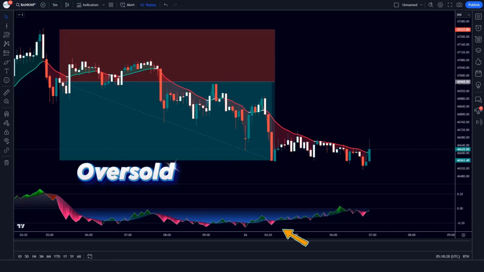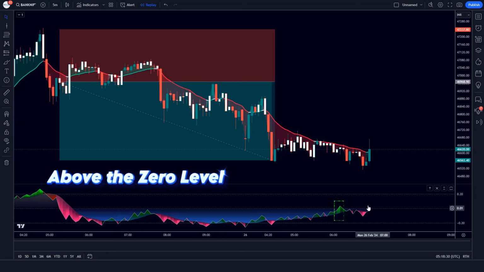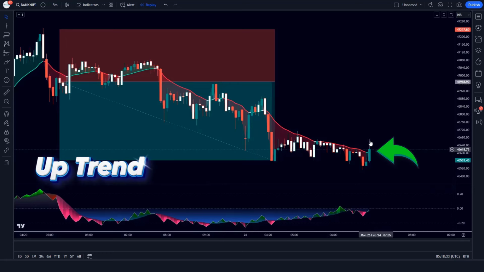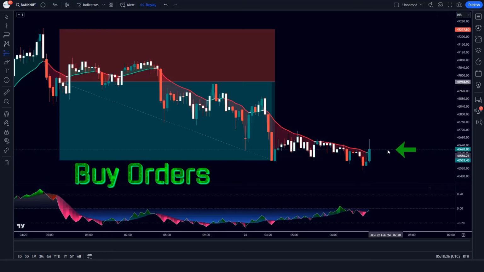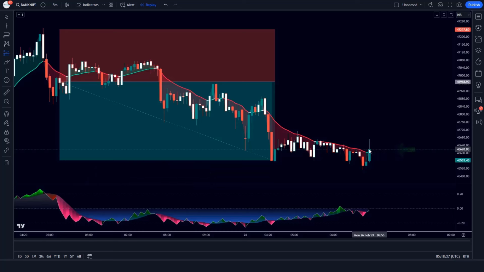Here the volume buoyancy indicator gives oversold signals. The buoyancy line of volume buoyancy indicator is above the zero level, and the MA line of trender indicator should be uptrend. All these conditions is met, we will place a buy order.